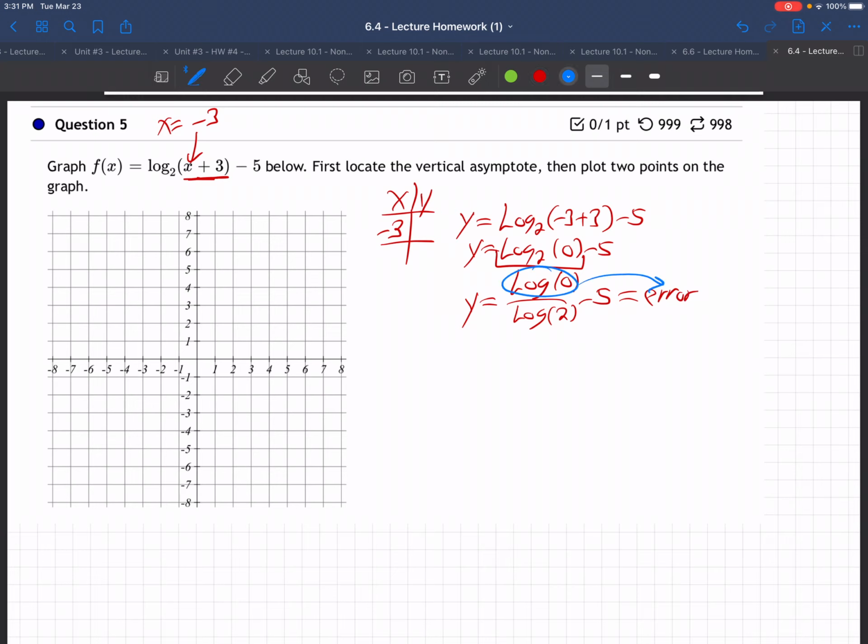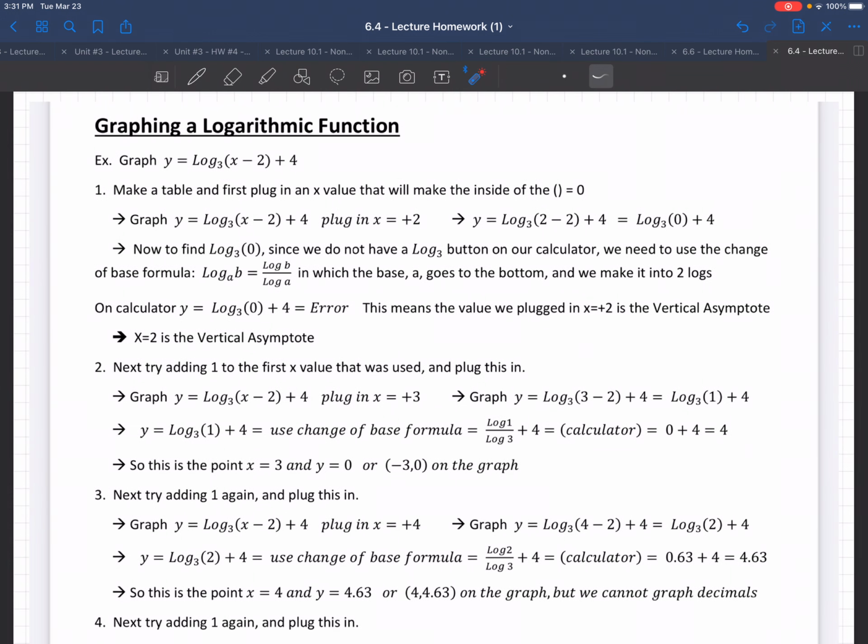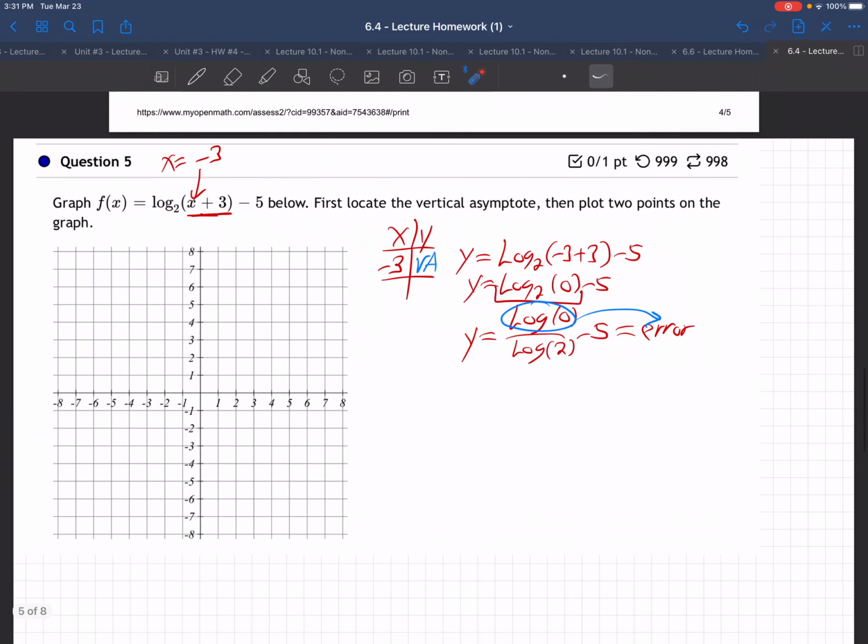So what does that mean? That's where your vertical asymptote is. That's what I'm explaining right here. Since you get an error, this means it's the vertical asymptote. So really, you can skip that step. Whatever you plug in there to make it 0, that's going to be your vertical asymptote at negative 3. So I come over here to the graph, and at negative 3, I put a vertical asymptote.